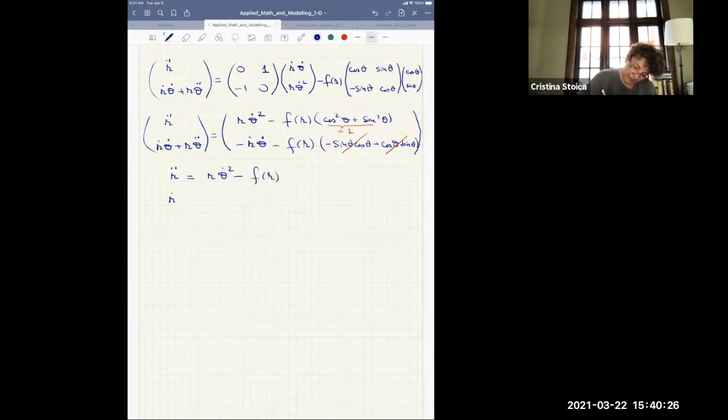And then R dot theta dot plus R theta 2 dots is minus R dot theta dot, because this is 0.